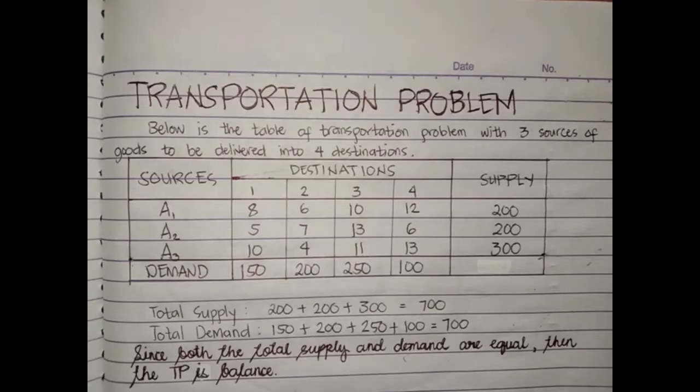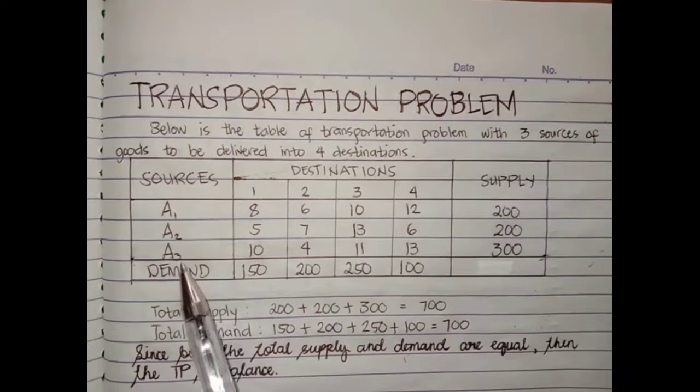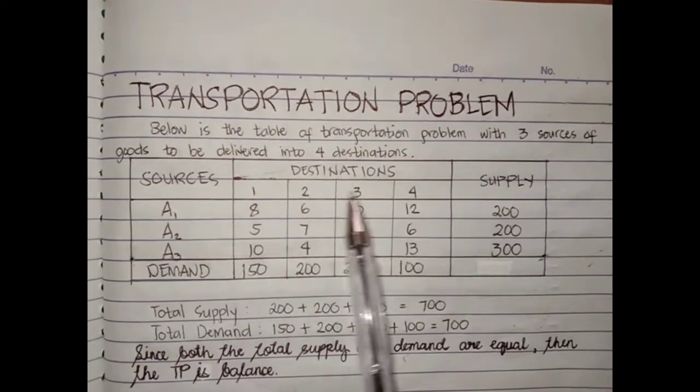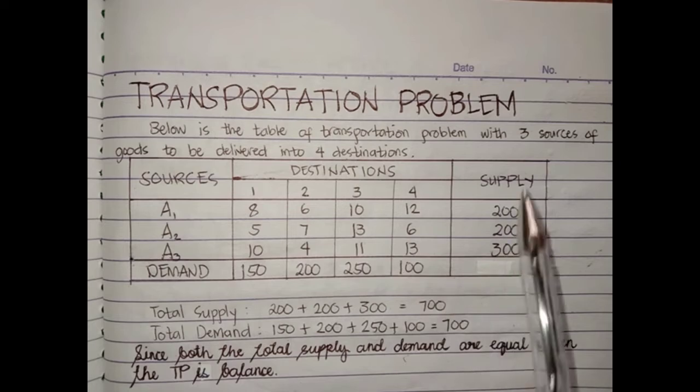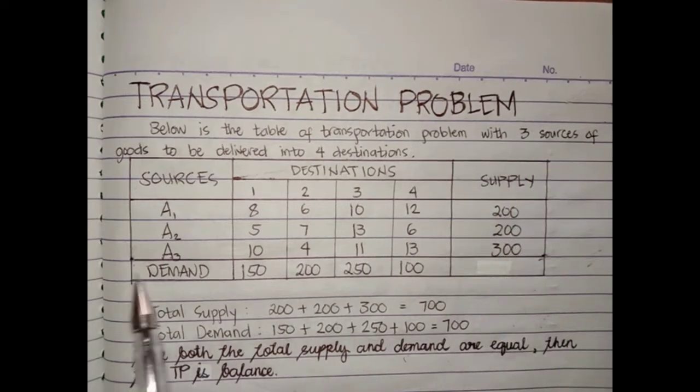So we have here a transportation problem. Below is the table of a transportation problem with 3 sources of goods to be delivered to 4 destinations. We have sources A1, A2, and A3, destinations 1, 2, 3, and 4. We have also supply and demand.